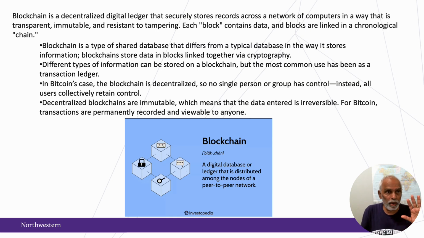Whatever the records that happen, and resistant to tampering. So all the history of transactions are combined into a block. Each block contains data, and blocks are linked in a chronological chain. That's why it's called blockchain.